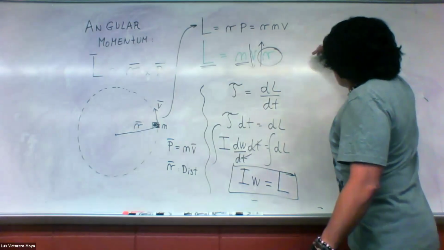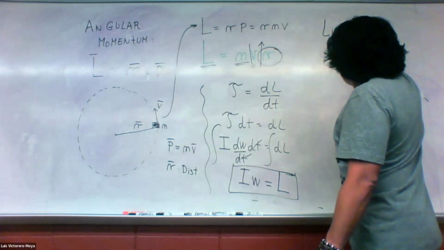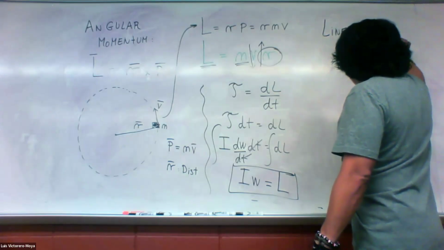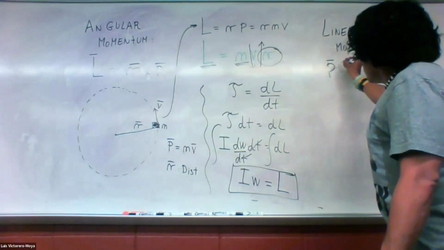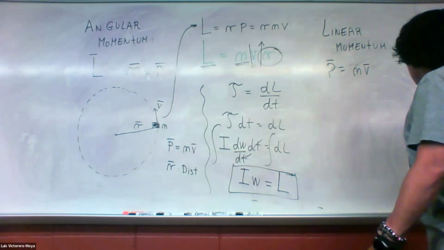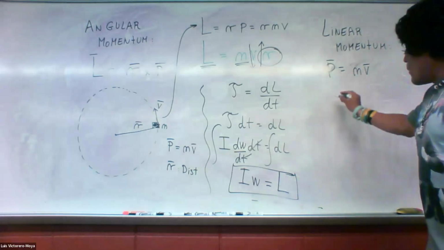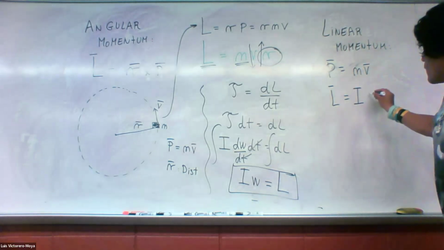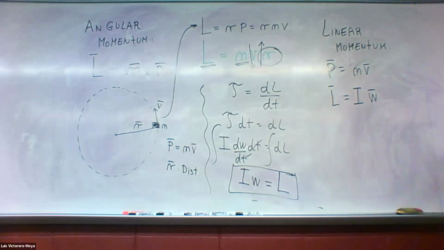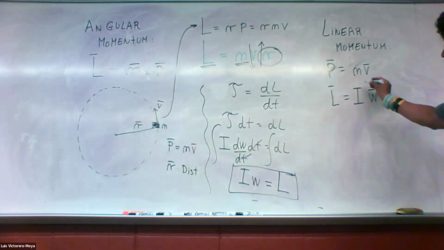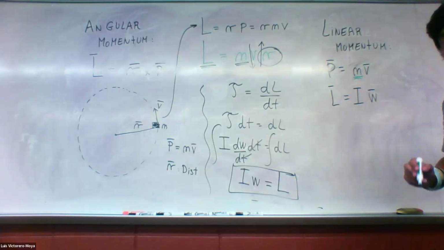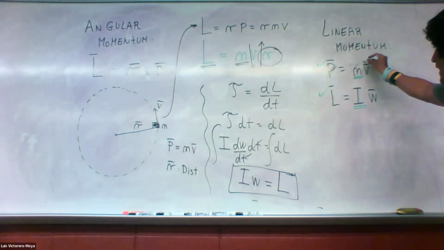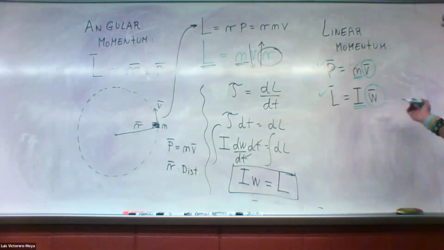So my linear momentum was defined as a vector P equals mv. My angular momentum is I w. So what did I say before? Mass is a measurement of inertia, and moment of inertia is its rotational counterpart. Linear momentum, angular momentum, linear velocity, angular velocity. Makes sense.